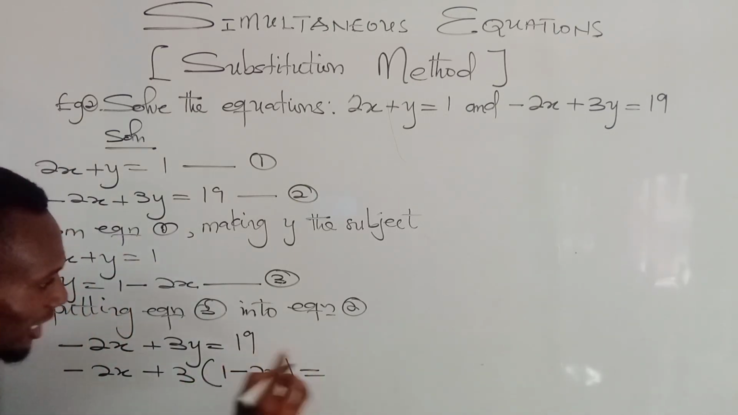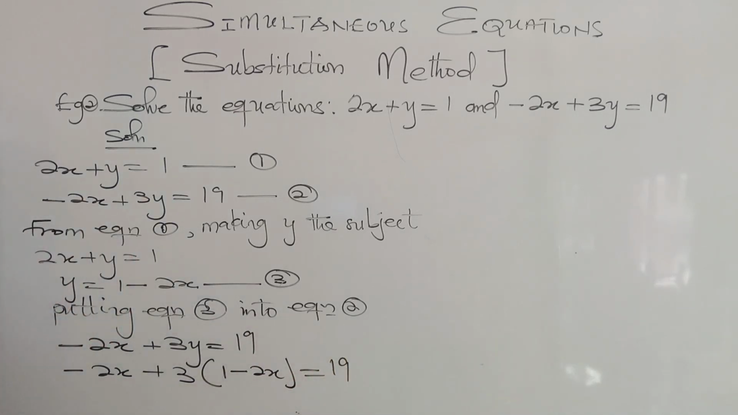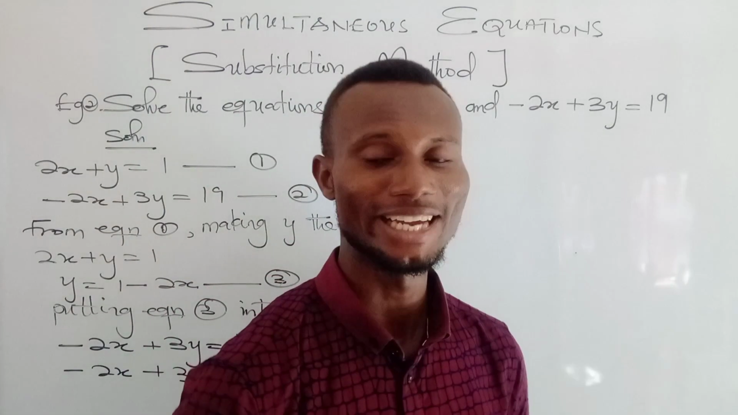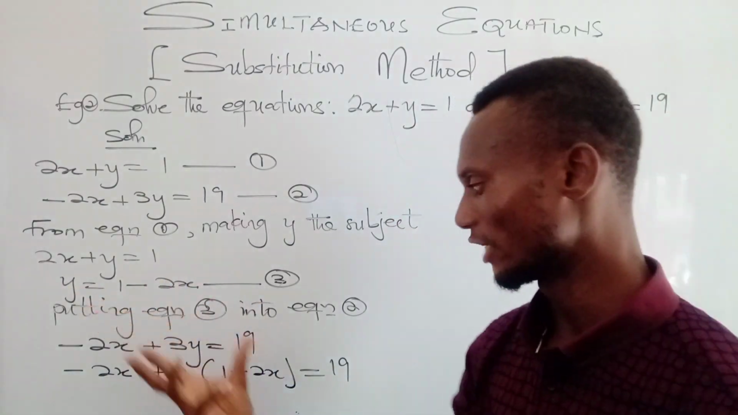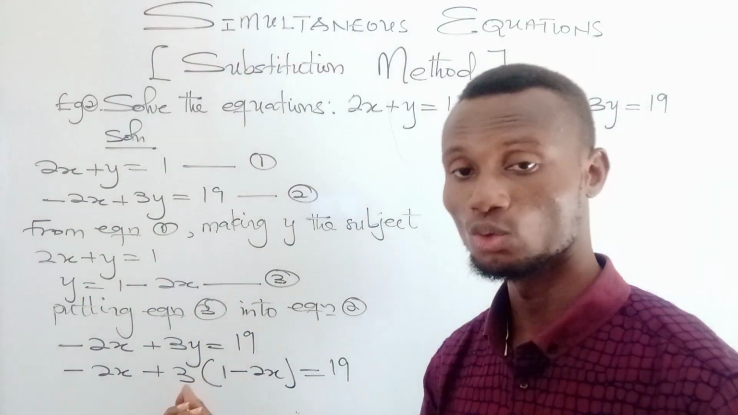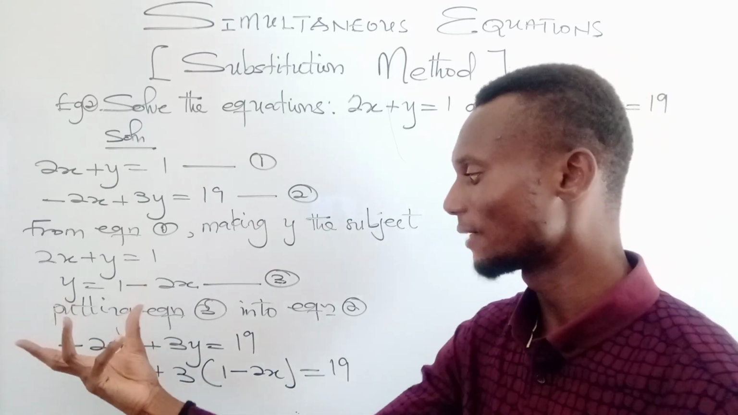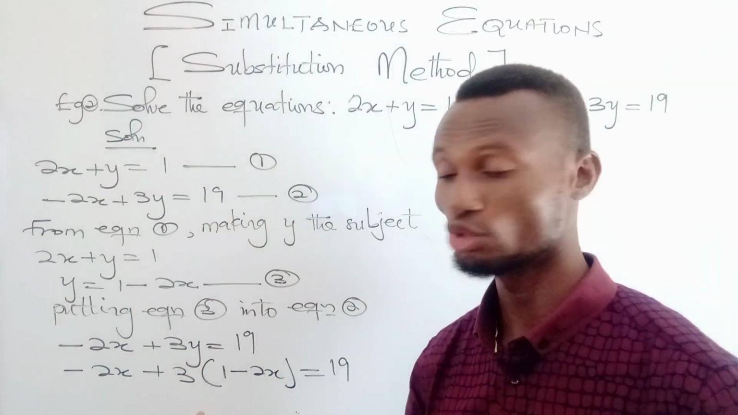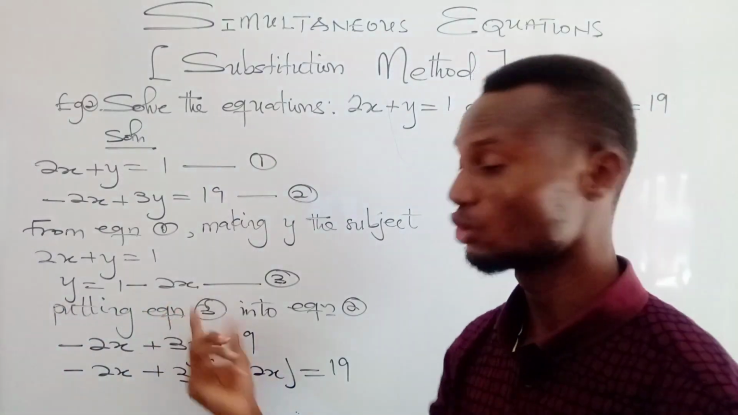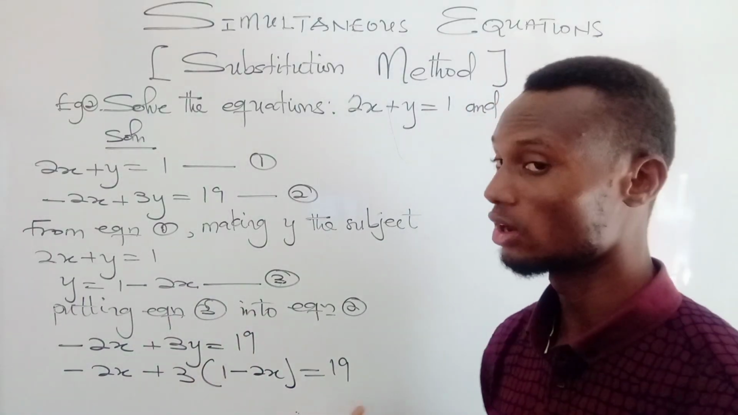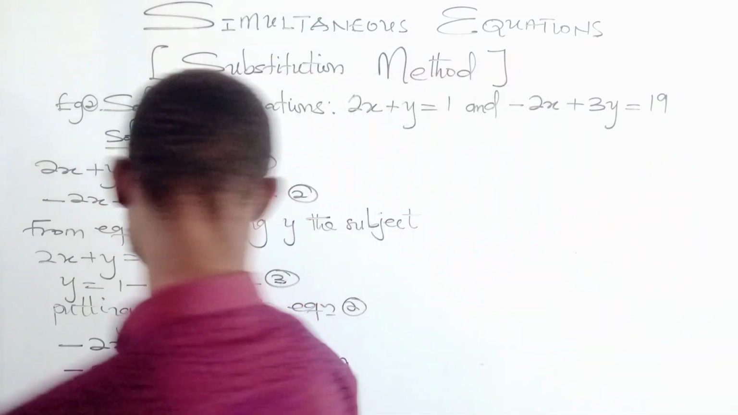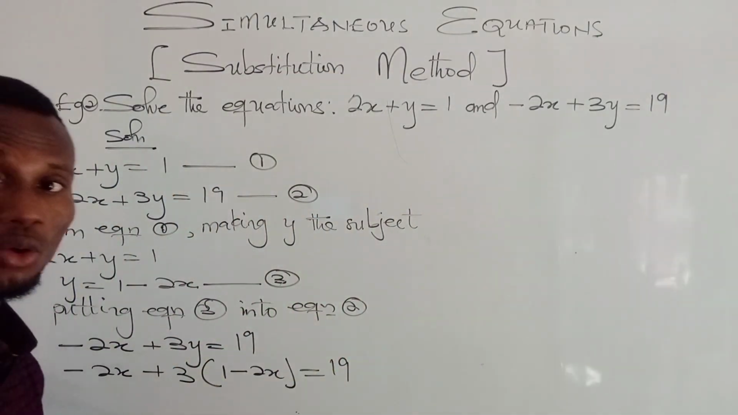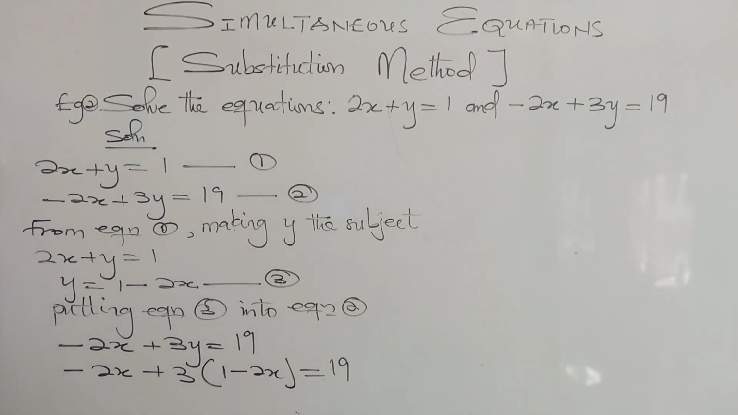Equals to, then you bring your 19. Okay, so all that we did is to substitute the value of y into equation 2. Wherever we see y in equation 2, we put 1 minus 2s there, and that is exactly what we did. Now we are going to open our bracket, expand, and solve further. Let's go ahead and do that.